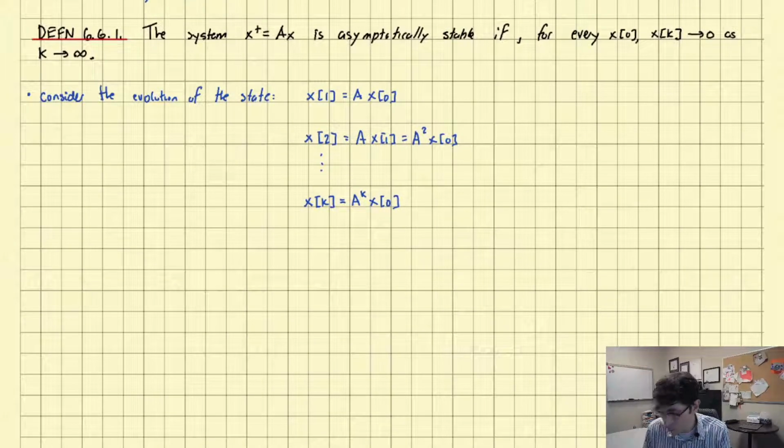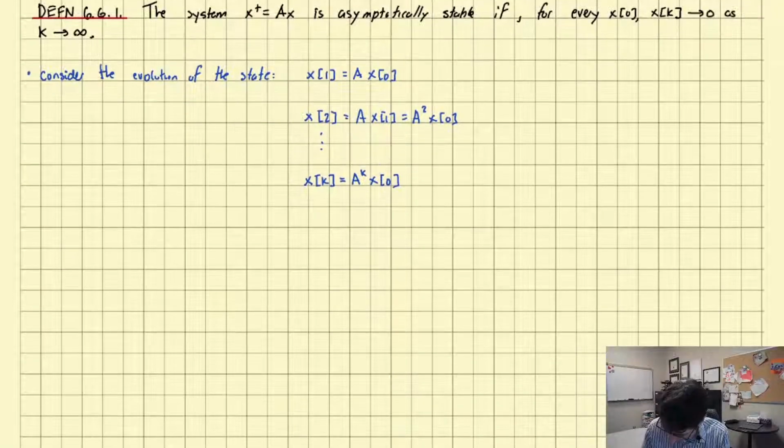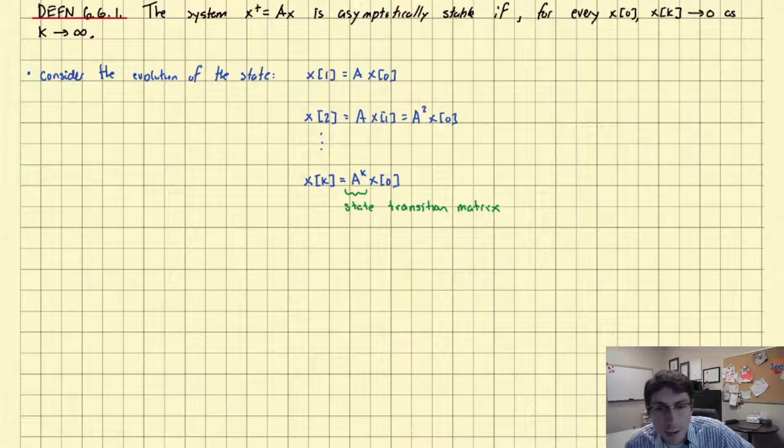And so this matrix we're going to call the state transition matrix. And it tells you how the state evolves as time advances due to initial conditions.